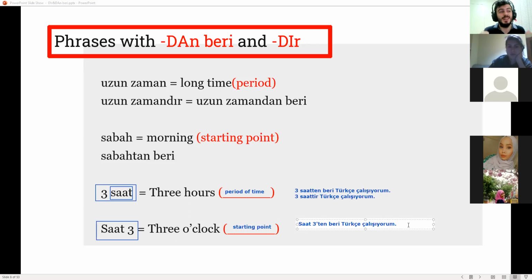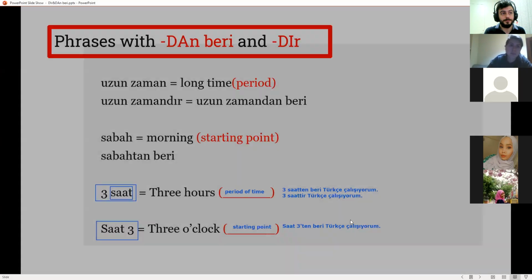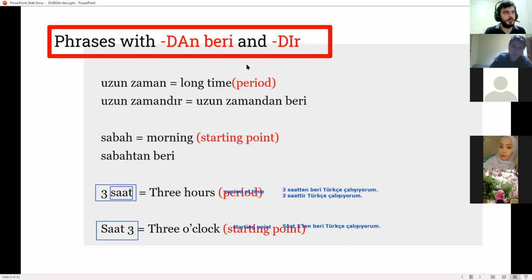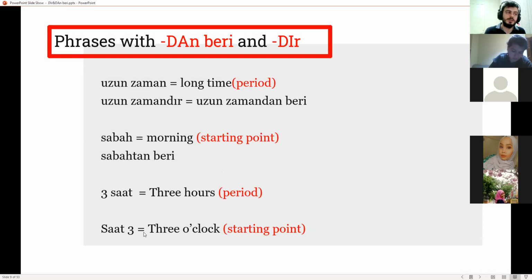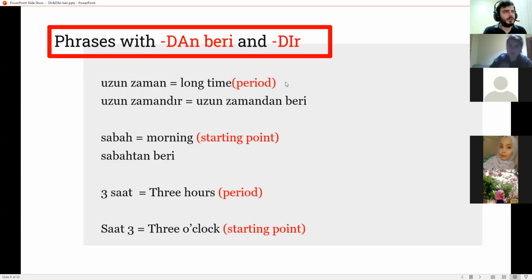But I cannot say I have been studying Turkish for 3 o'clock. That doesn't even make sense. That's the idea. I can use dan beri for this one, but for this one I cannot use dır, because it's a starting point of time, starting point of an action. Tamam mı? Tamam. Just like that. I mean, I already give you the answer over here. That's the idea. 3 saat, saat 3. I'm going to talk about it later on. Let me just go back to the questions.